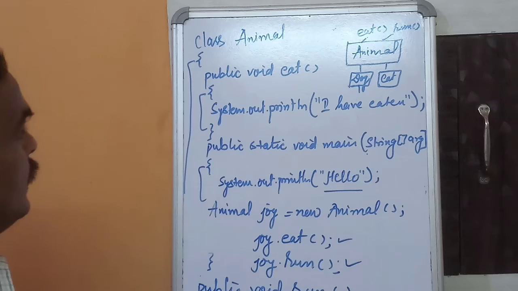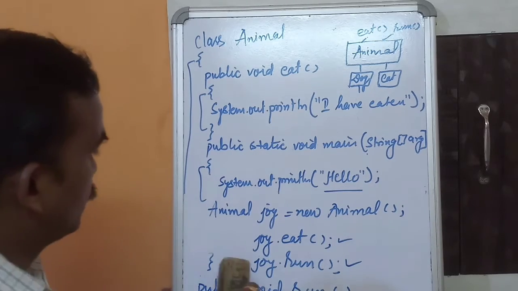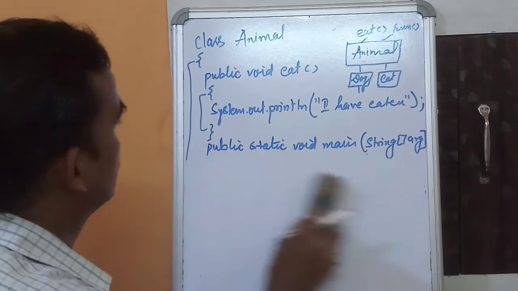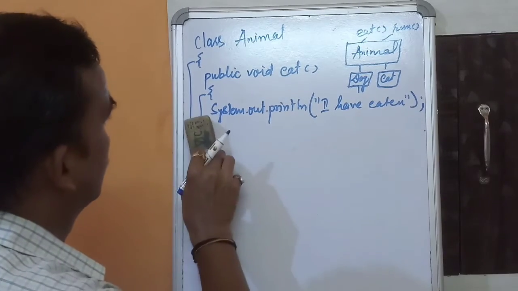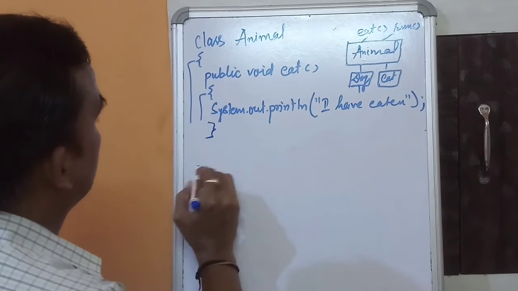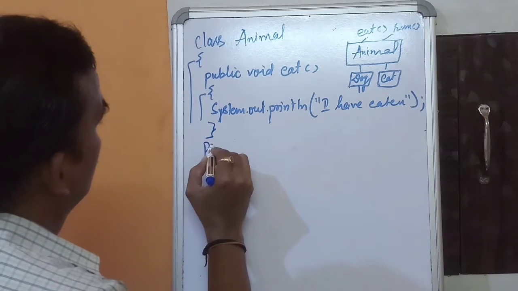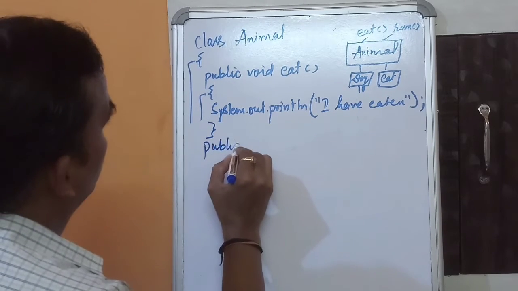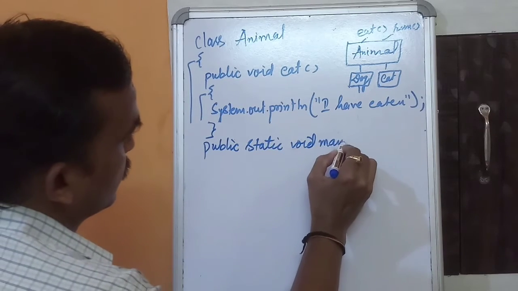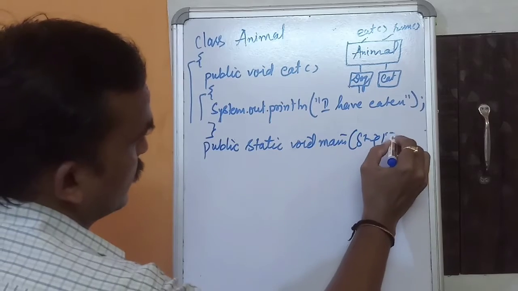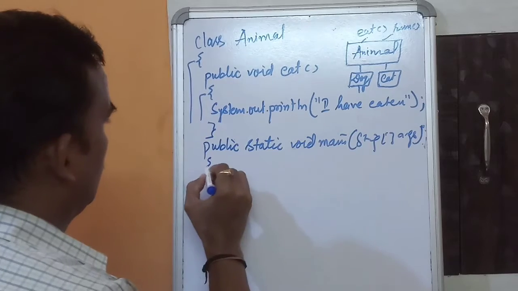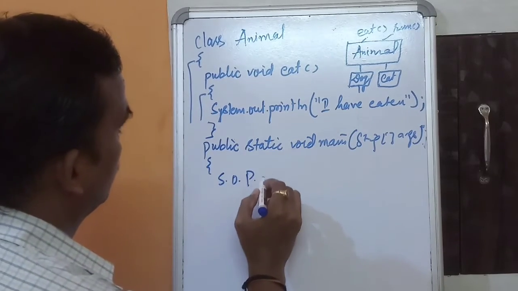Okay. Now we will talk about two different classes. If we have two different classes, suppose that this is one class, I have the eat method. So in this class we use public static void main(String[] args). So here we have System.out.println.